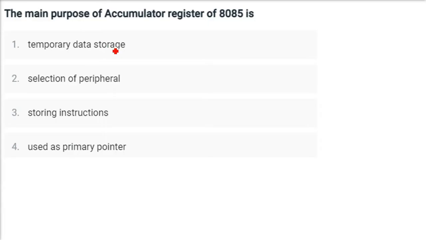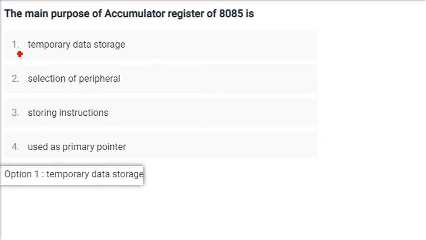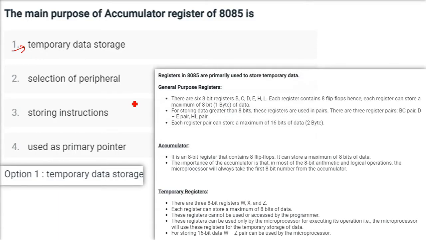The main purpose of the accumulator register of 8085. The name itself suggests that it is a register and it accumulates. Everything happens here. So this is a data storage, a temporary data storage used by the microprocessor. Okay, so in 8085, we have registers that are used to store data.